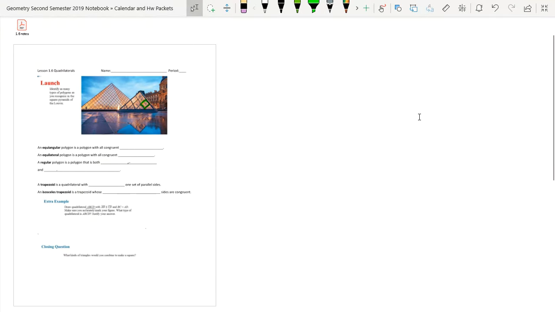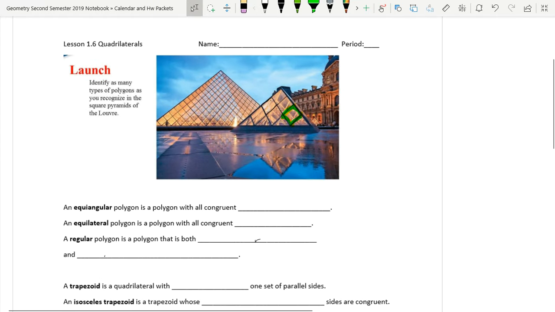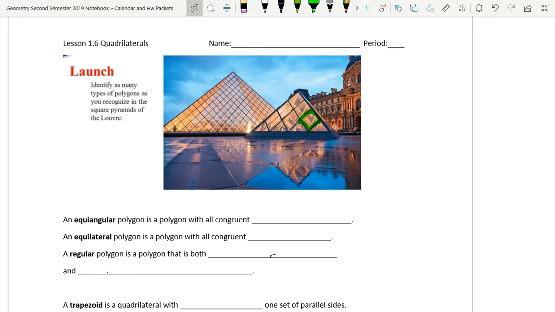Okay, this is lesson 1.6 on quadrilaterals. And this lesson will be slightly different. I will go through some of the definitions of quadrilaterals, and then the rest of them will be covered in class in the investigation.